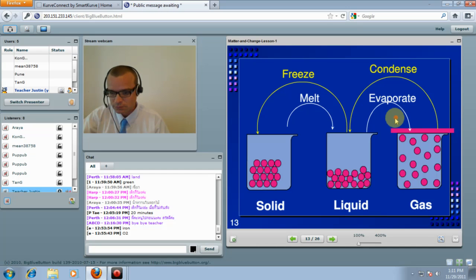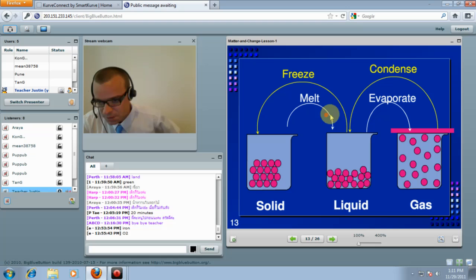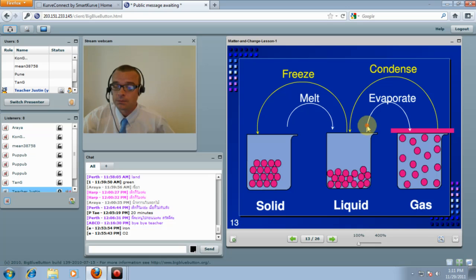Evaporation. As matter would have a melting point, it would also have an evaporation point. For water, again, 100 degrees. For a metal or a rock, again, it would be higher, much higher, wouldn't it?